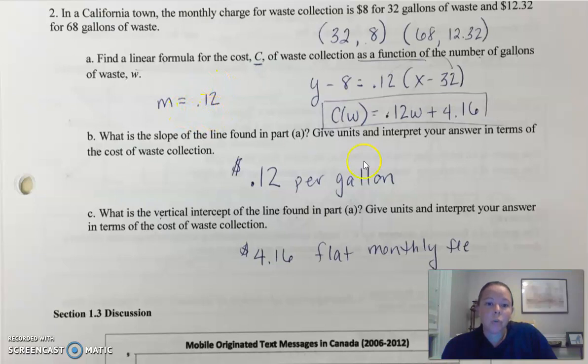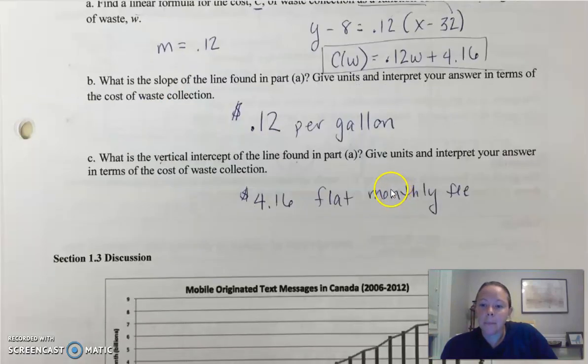Then, what is the slope of the line found in part A? That's that 0.12, but then notice it says give units and interpret your answer in terms of the cost of waste collection. So whenever you see that interpret, that means I want units. Use units to explain what's going on. So there's your $0.12 per gallon. And anytime it's slope, it needs to be a rate, so per gallon.